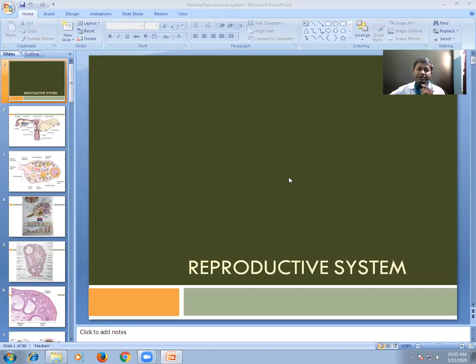Hello. Okay, we'll start. So we are going to discuss the female reproductive system today. In the female reproductive system, only three slides are there. First is the histological or microanatomical slide of the ovary. Then the second is the fallopian tube, that is the uterine tube, and third is the uterus. So ovary, fallopian tube, and the uterus, that we are going to discuss today.